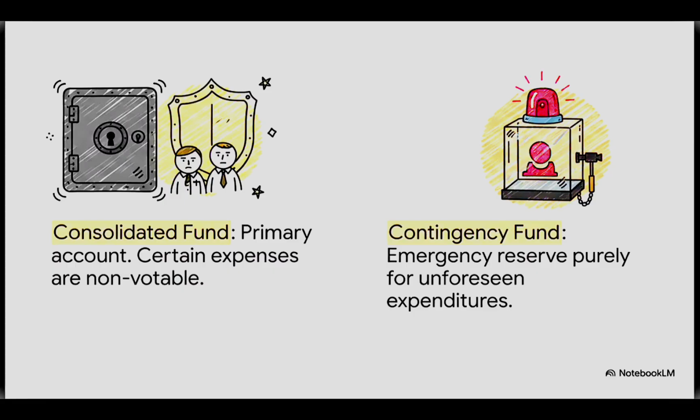Then, on the flip side, there's the Contingency Fund, or Akasmik Nidhi. Think of this as the rainy day fund. It acts purely as an emergency reserve for unforeseen expenditures.